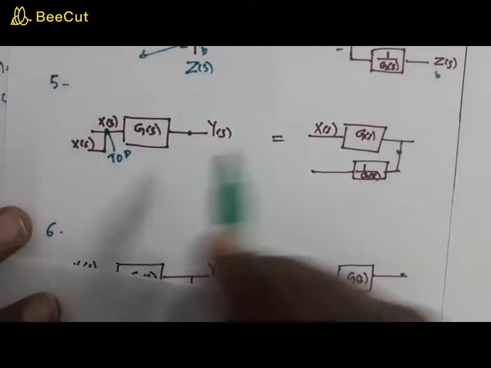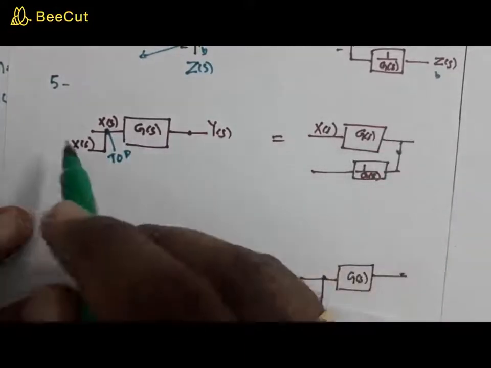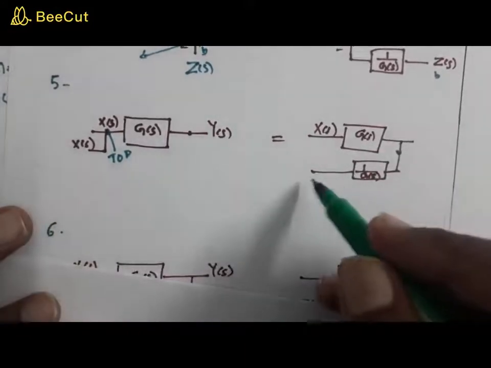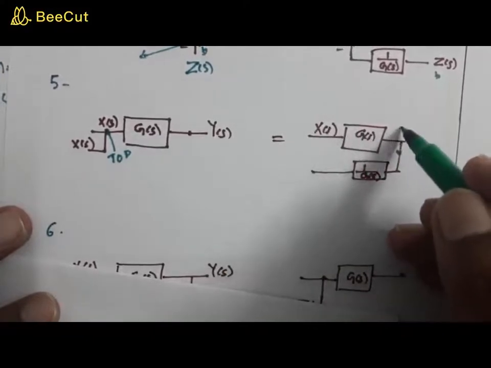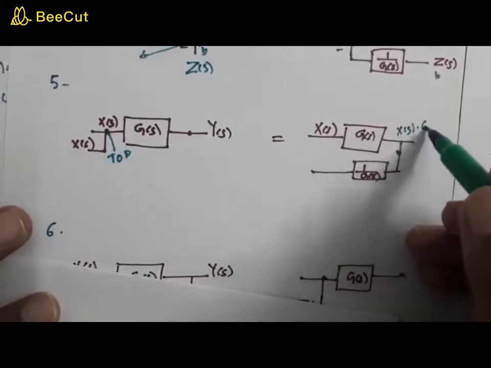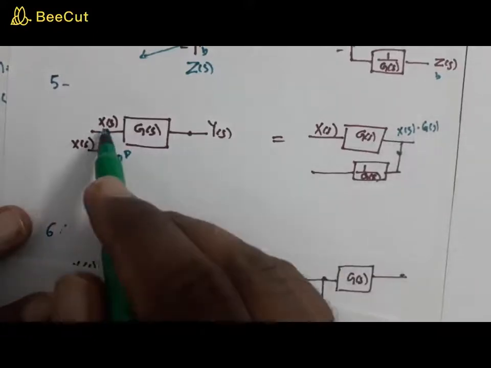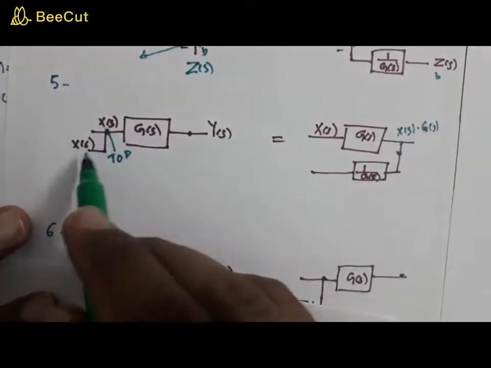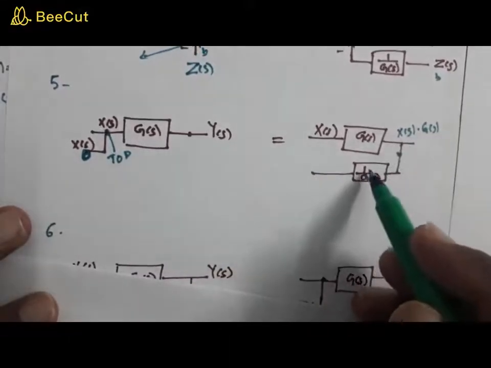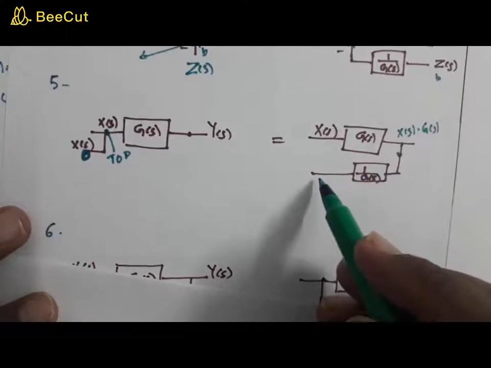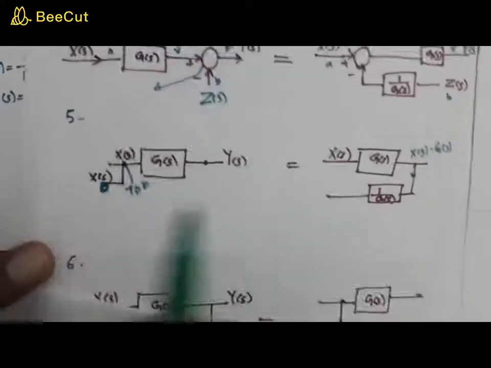Okay, so the takeoff point, even if the takeoff point changes, you should get this X of S in order to get this. So now once this signal passes through this, you will have X of S into G of S, but this has to be X of S. So in order to have this output, you need to take this X of S and multiply by 1 by G of S, so that you will get X of S. So what is this scenario?